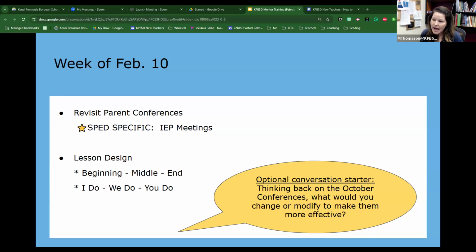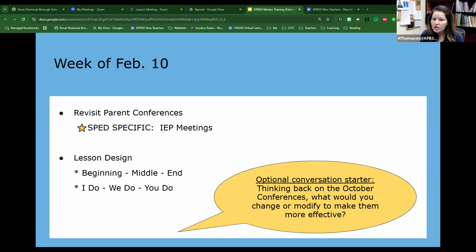So for the week of February 10th, I ask that you revisit parent conferences. Yep, they're coming up again. You'll want to revisit the fall conferences with your mentee, and it is worth a conversation to reflect on fall and what might change for the February conferences.